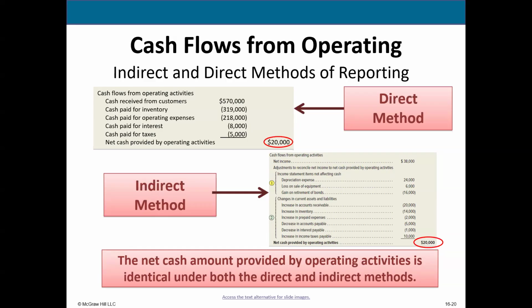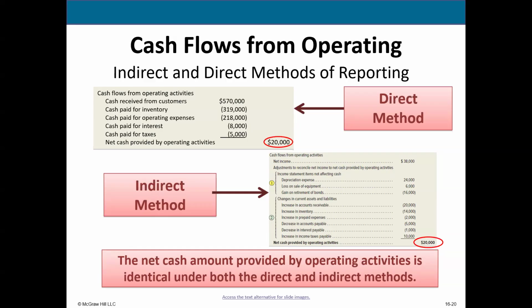So if you look at the right-hand side of this slide, the indirect method looks like this and works like this. First thing we do is we need to find net income. We get that from the income statement. Okay, in this case, example, 38,000. Once we have that, the next thing we need to do is we need to calculate the changes in some of our asset accounts. So we look at our asset accounts and we look at the changes in them.